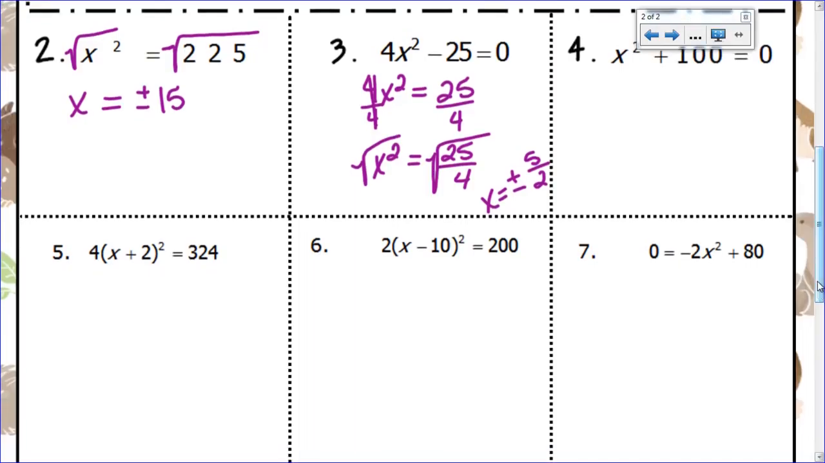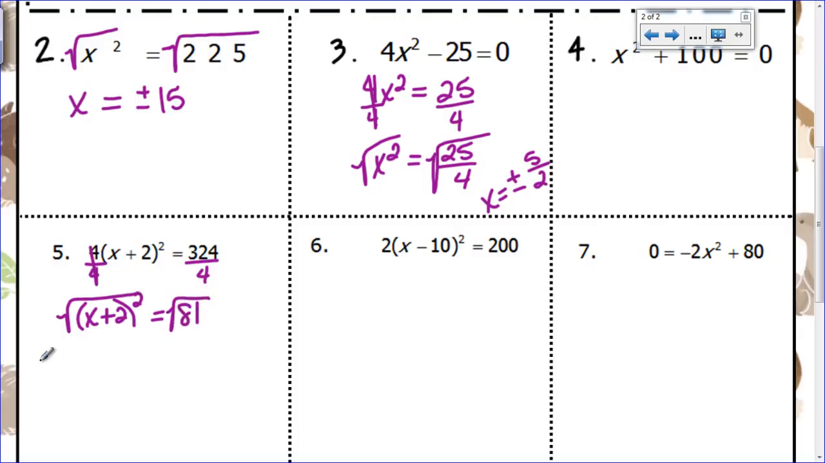So let's look at number 5. Number 5 is a little bit different because this sort of looks like it's written in vertex form because I have this whole thing squared. And so this counts as my squared term. This is what I want by itself, this thing in parentheses. So I'm going to have to divide by this 4 that's not in the parentheses to get the squared term alone. So I'm going to end up with x plus 2, the whole thing squared, is equal to 324 divided by 4, which is 81. And now I can take the square root of both sides.